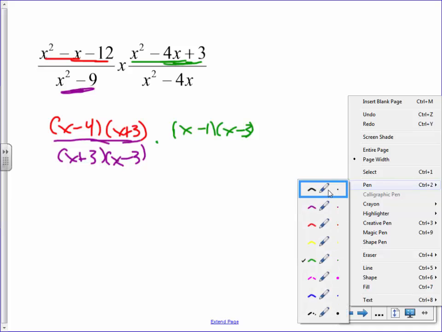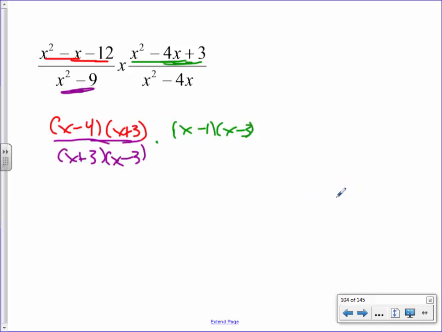Are you guys okay with me going that fast on the factoring? Okay. And then on the bottom, this last guy right here, I actually can't factor a ton, but they both have an x. So I can remove the x and make it x. Ew, that's not right. X minus 4. That was this guy here.